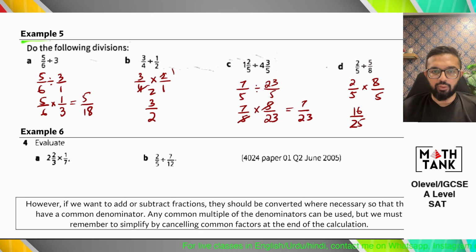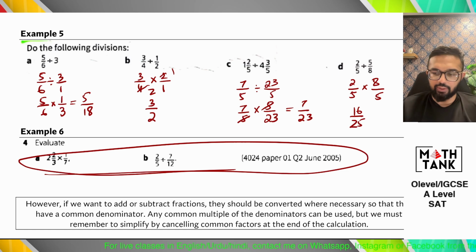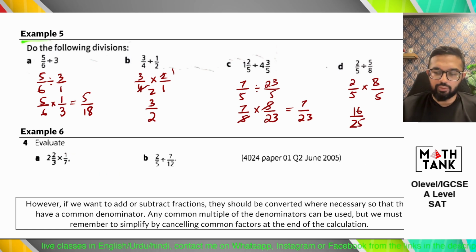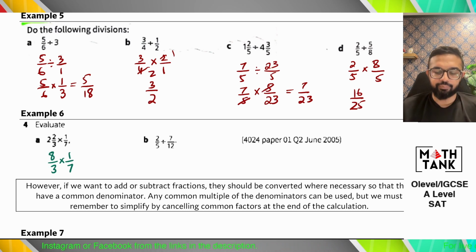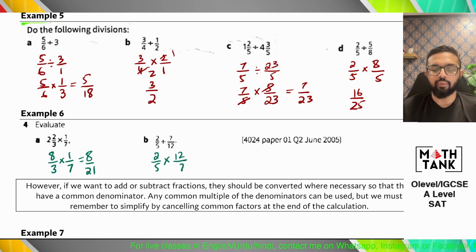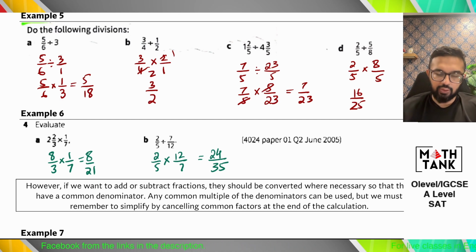Now you can see that the question comes up as it is in the paper as well. This is a past paper question that you see next. Let's try to do this. 2 over 3, so that gives me 8 over 3 times 1 over 7, and 2 over 5. So that gives me 8 over 21. And I change the divide sign to a multiply, so 12 over 7. Is there something to reduce? No, I don't see any cancelling down. 24 over 35. So that is simply multiplying and dividing fractions.